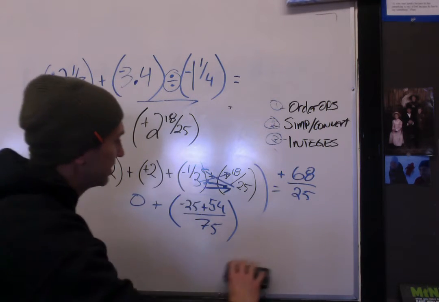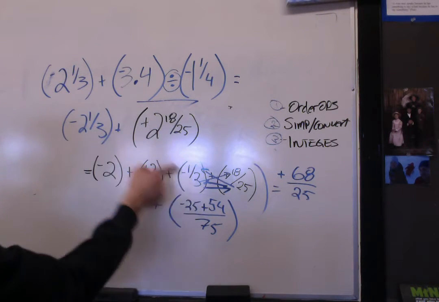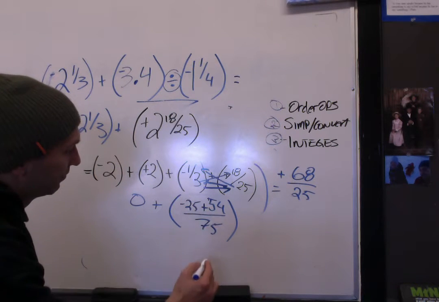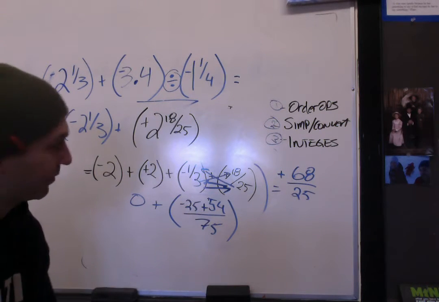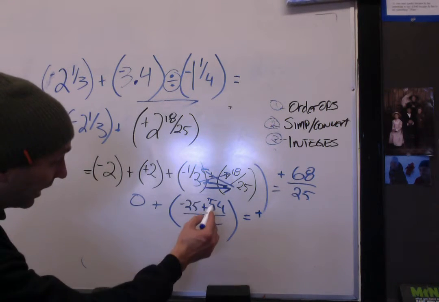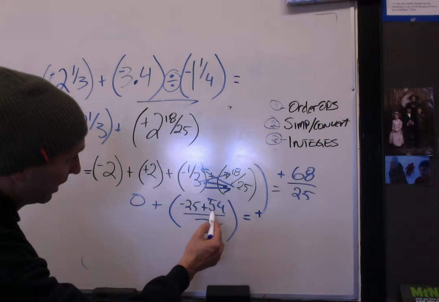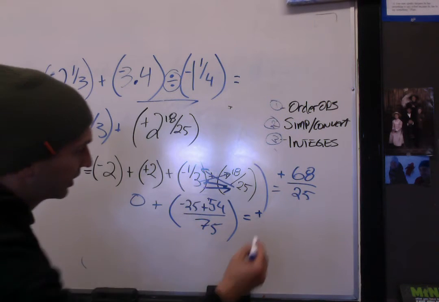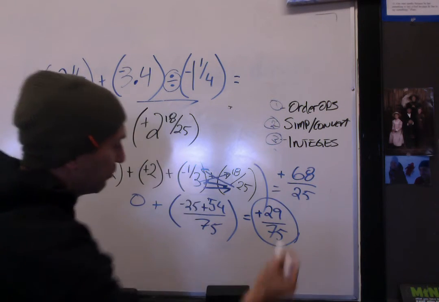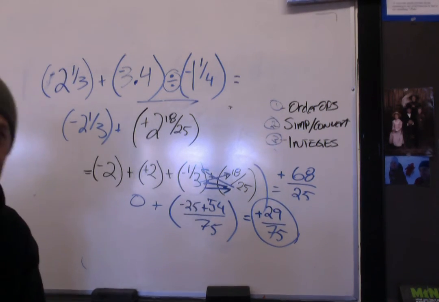Woo-wee! That's crazy. Watch the signs there. Did you see it? It's tricky. So, which team is bigger? Well, the positive team is bigger, so my answer is going to be positive something. By how much? Well, it's bigger by 29. 29 over 75. Positive 29 over 75 would be our answer.